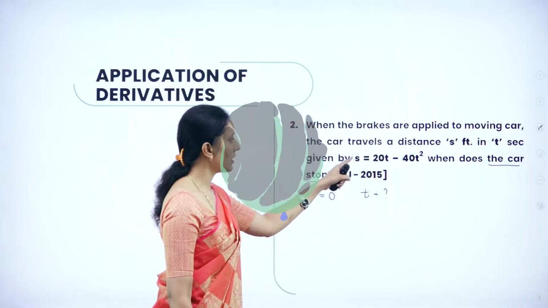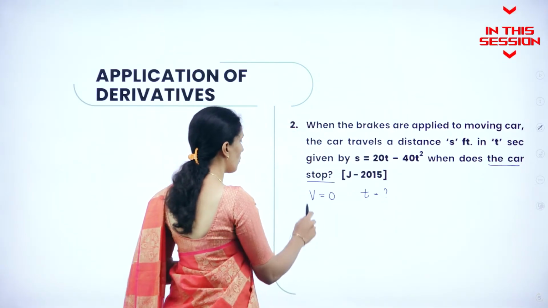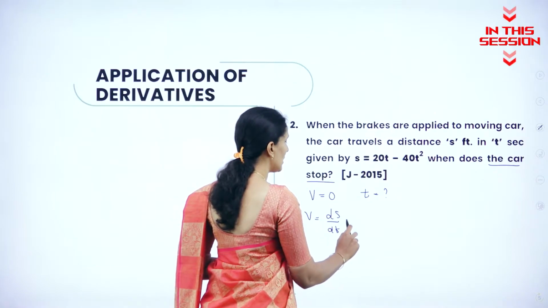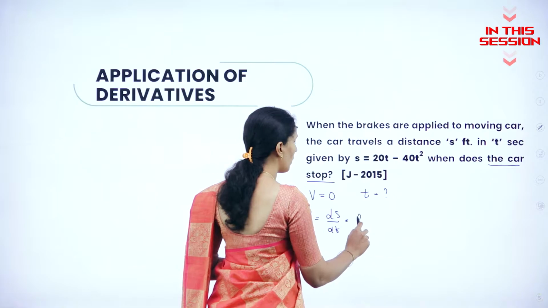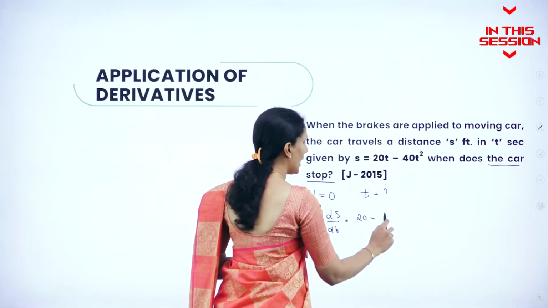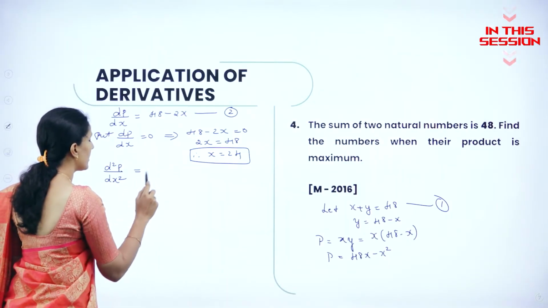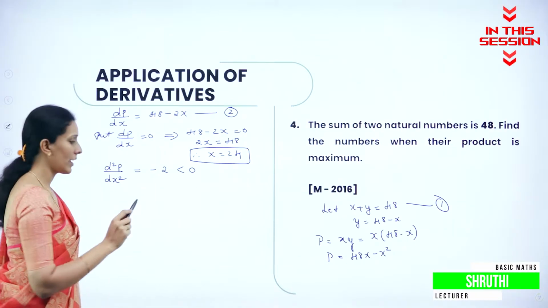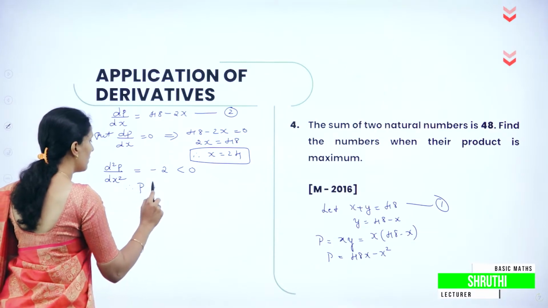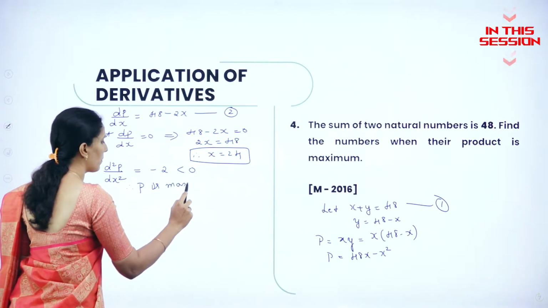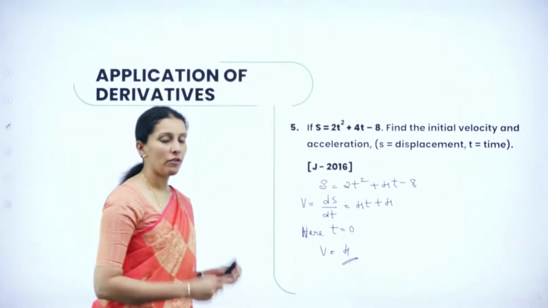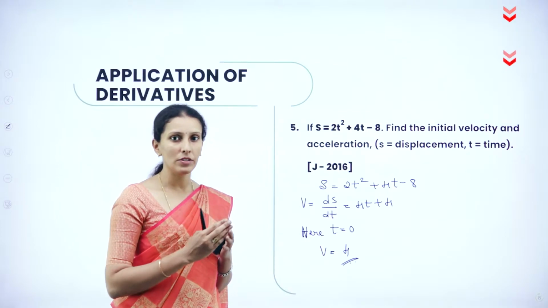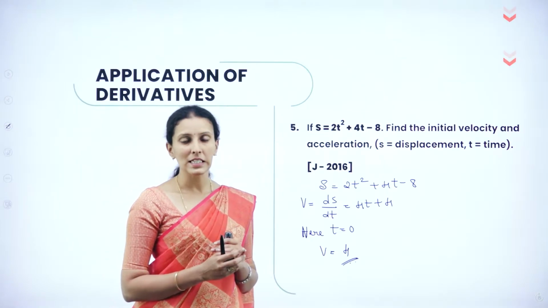To find the velocity, we have to derive the displacement. So velocity means derivative of displacement, that is ds by dt. When you derive it, you will get 20 minus 80t. So we get 48, it is 0, minus 2, which is less than 0. Less than 0 means it is negative. So therefore we can say P is maximum, that is their product is maximum. For initial velocity, you have to consider time as 0, and for final velocity, you have to consider velocity as 0.